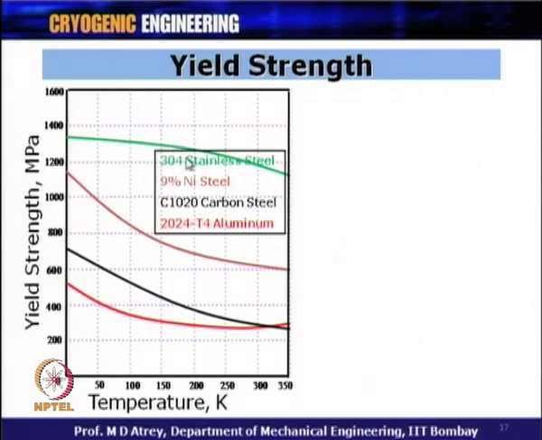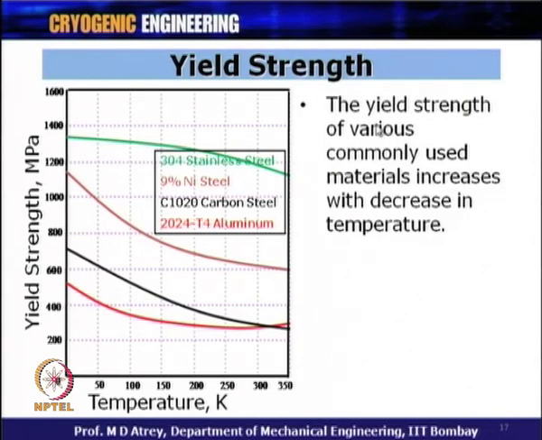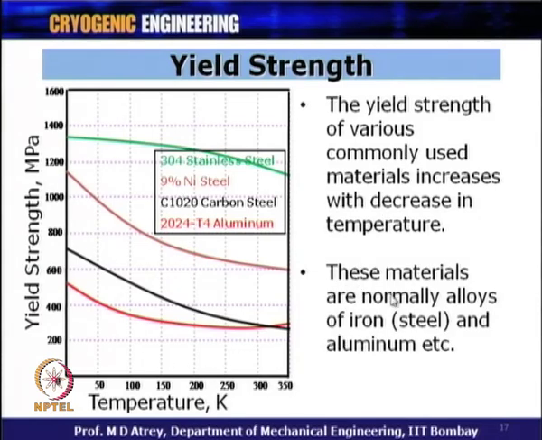For example, this curve is meant for 304 stainless steel, SS304. The second curve is 9% nickel steel. The third curve is carbon steel, CT1020, and then we have an aluminum alloy. All these materials are shown in this legend in the order of decreasing strength value. You can see that in all these cases, as you come down lower in temperature, the strength has increased, while the stainless steel shows maximum strength as compared to other materials. So, we can conclude that the yield strength of various commonly used materials increases with decreasing temperature. These materials are normally alloys of iron and aluminum, etcetera.